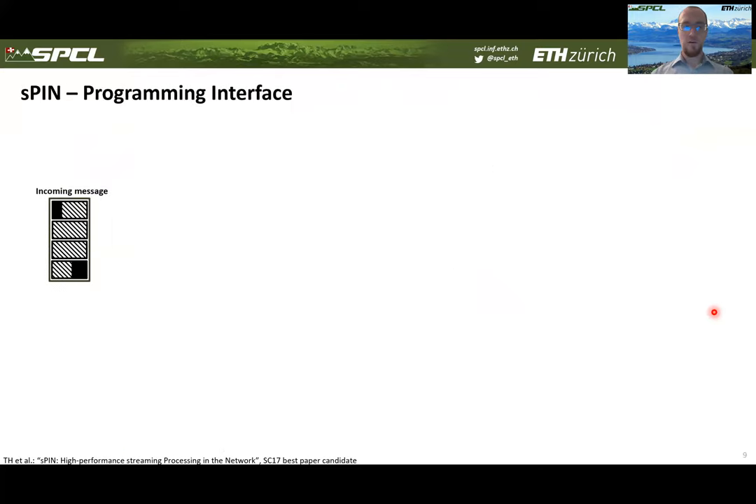But now, what does sPIN look like from a programming interface perspective? We model packets or sets of packets as messages, very much motivated by remote memory access, so RDMA accesses, or messages in the sense of message passing.